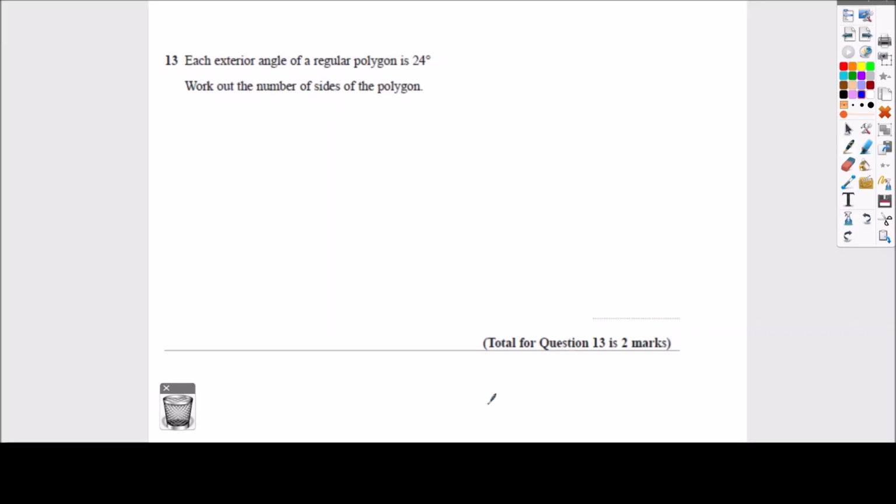Question 13. Each exterior angle of a regular polygon is 24 degrees. One of the rules about interior and exterior angles is that the exterior angles always add up to 360. So if each of them is 24, how many must there be given that they add up to 360? We're going to do 360 divided by 24, which gives us 15 sides.